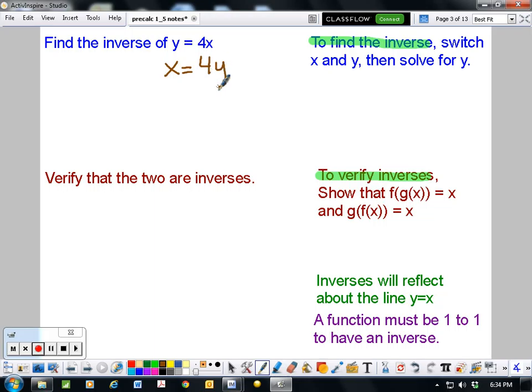And now I'm going to solve for y. So I have to move that 4. And so now I get that equation y equals x over 4, or 1/4 x.